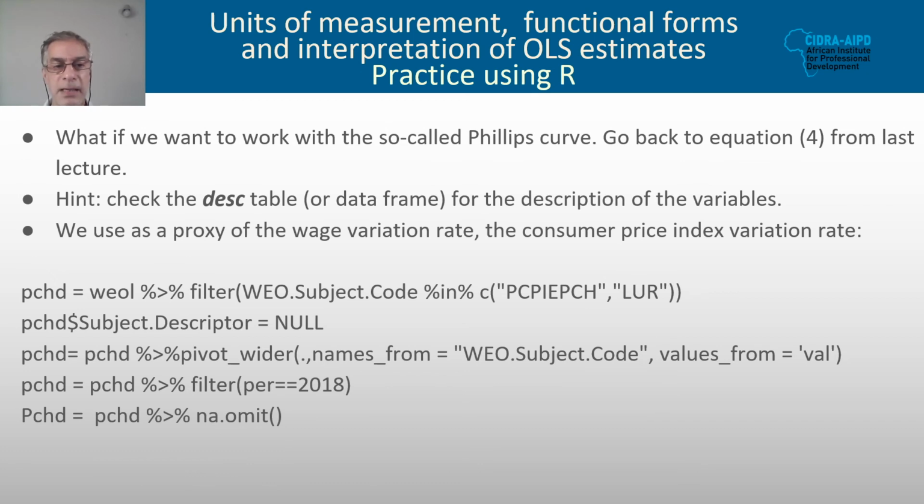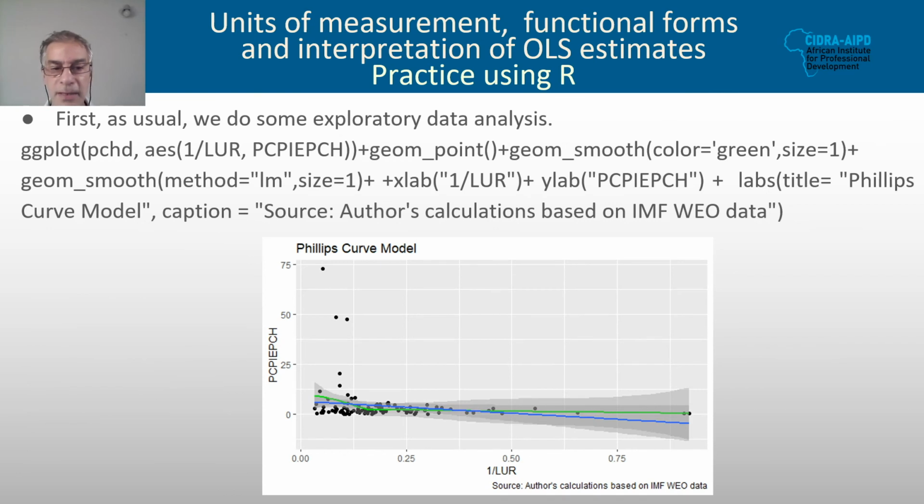Finally, we can assess the so-called Phillips curve. Just go back to equation 4 from the last lecture. Check the index table in order to get the names, the description, and the units of measurement of the variables, in order to be sure of what you are doing. Select the variables, check for missing values, get rid of the values that you are not going to use, select a period, and then you are ready to run a regression.